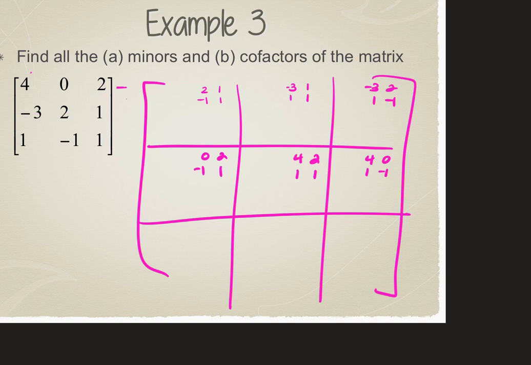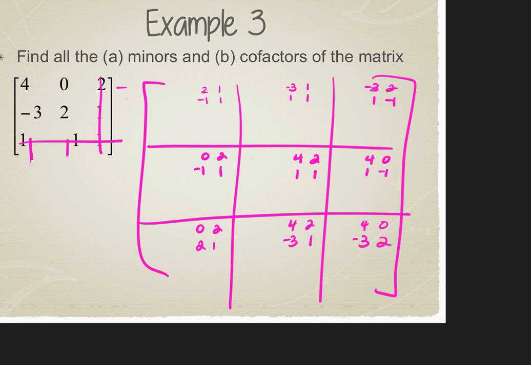And then I go row 3. Row 3, column 1, 0, 2, 2, 1. Row 3, column 2, 4, 2, -3, 1. And row 3, column 3, 4, 0, -3, 2.